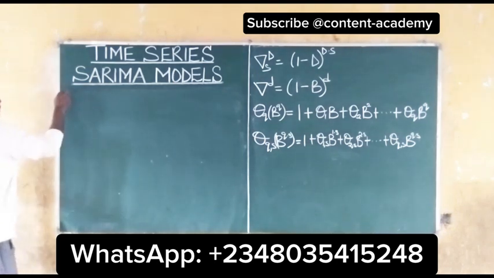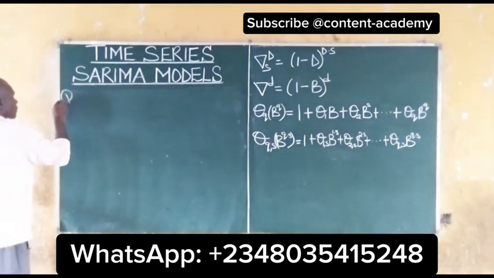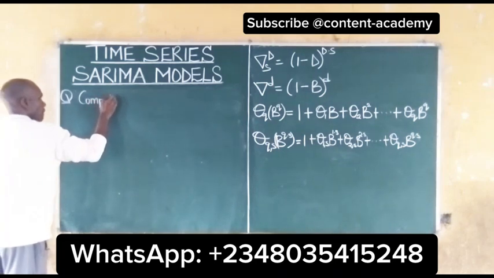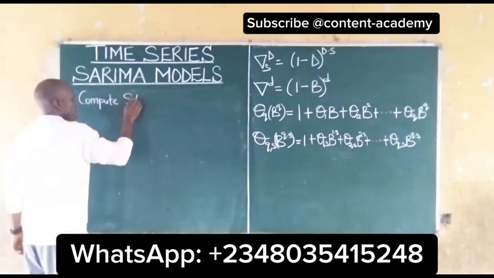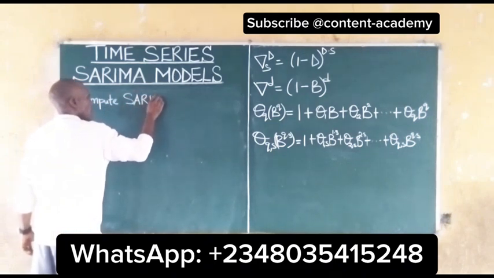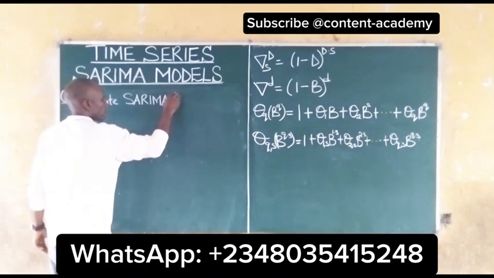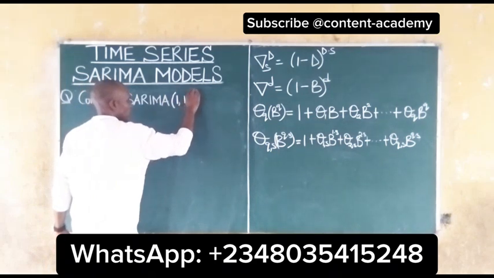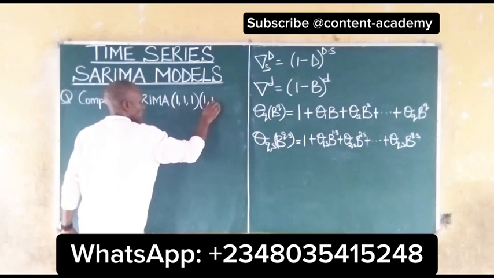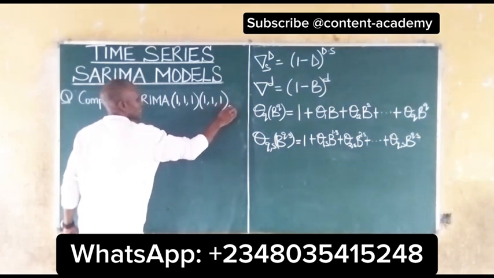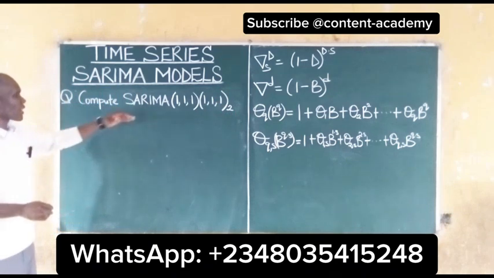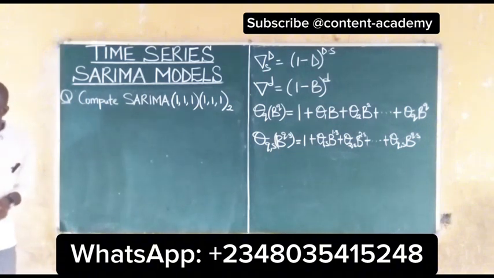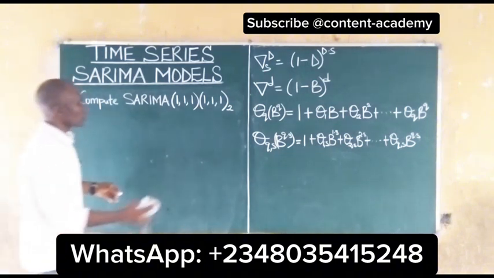So we can start with this question. Compute SARIMA (1,1,1)(1,1,1) with seasonality 2. How do we compute this? From what we have explained before now, we can compute this. We also delete this part of the board.